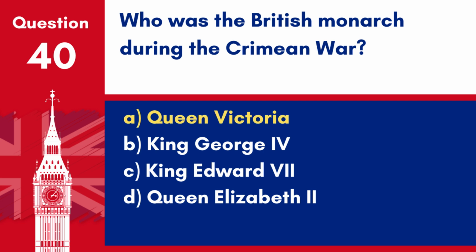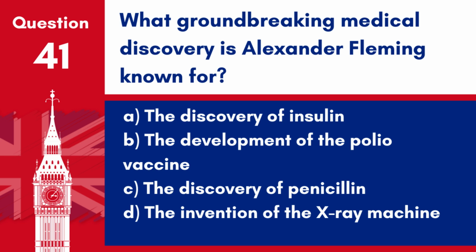Answer: A. Queen Victoria. Queen Victoria was the British monarch during the Crimean War. Question 41. What groundbreaking medical discovery is Alexander Fleming known for? A. The discovery of insulin. B. The development of the polio vaccine. C. The discovery of penicillin. D. The invention of the X-ray machine.